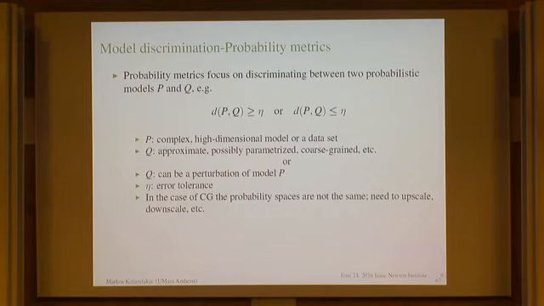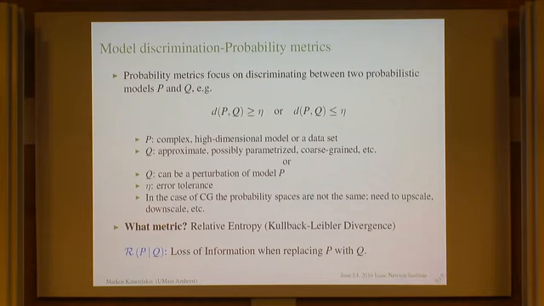In coarse-graining there are more challenges, because you're comparing models which are on different state spaces, so you have to do some upscaling, downscaling. But I don't think I have time to get into that, although I have enough slides to get there. So what metric? Some people say relative entropy, the Kullback-Leibler divergence.